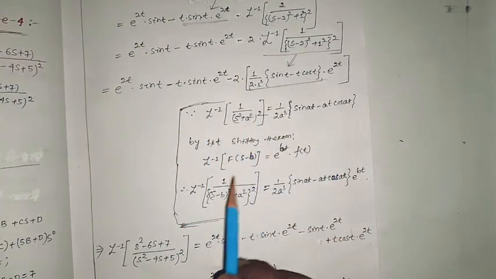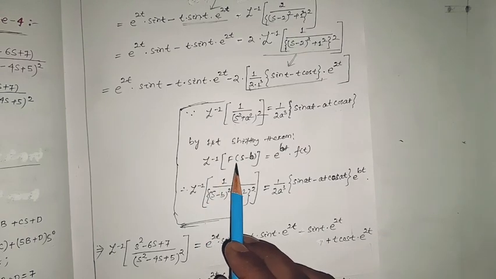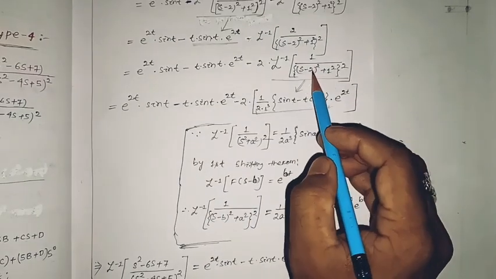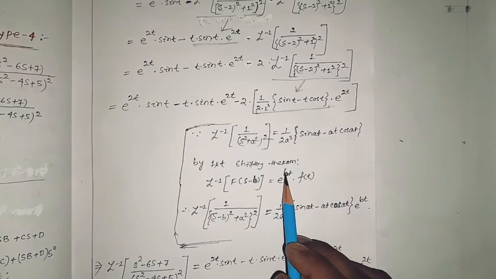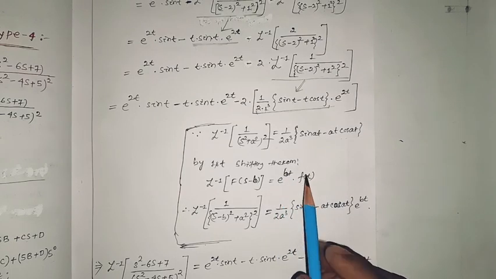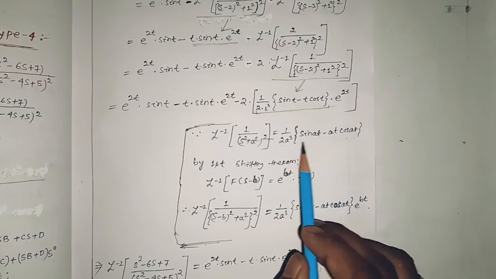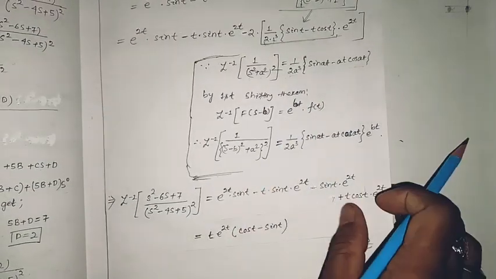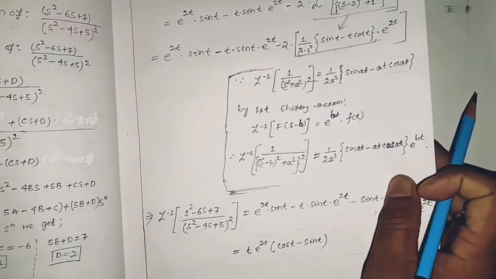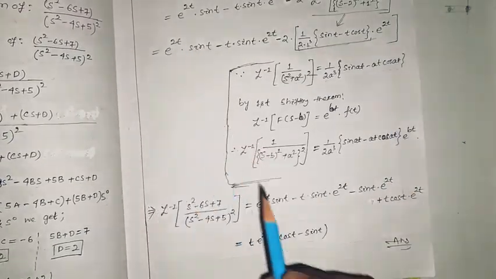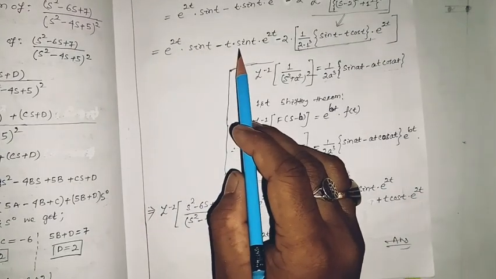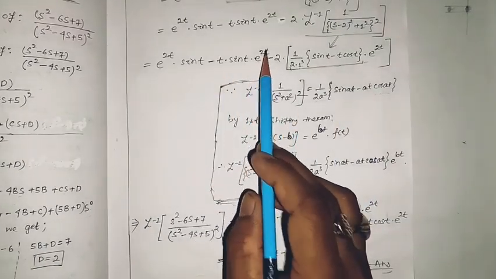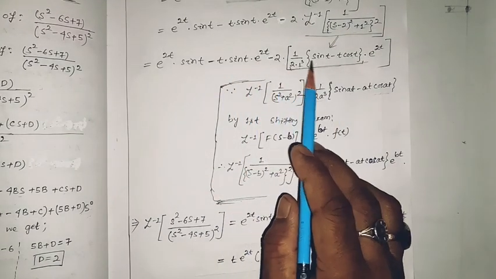By the first shifting theorem, inverse Laplace transform of s minus b, here b is 2, will be e to the power bt into f of t. The so-called f of t will be this much. If a is 1, then this much into e to the 2t. Now finally we found the answer will be e to the power 2t sin t minus t cos t e to the power 2t. Here I multiplied this one.